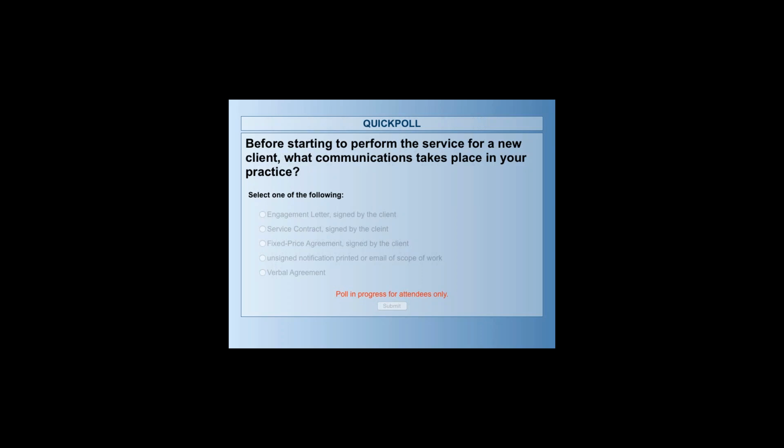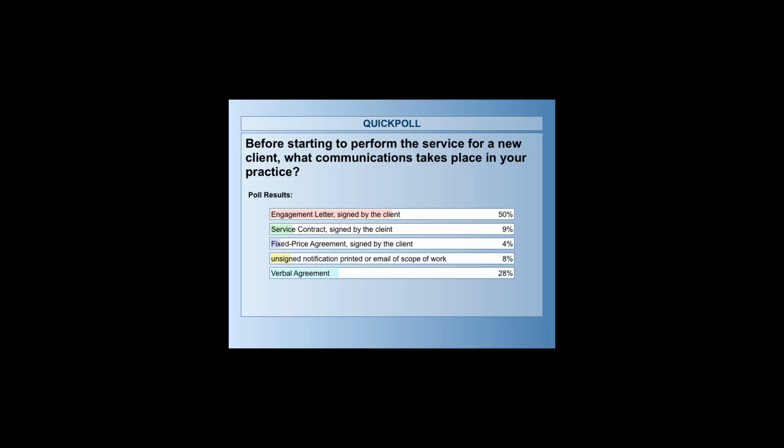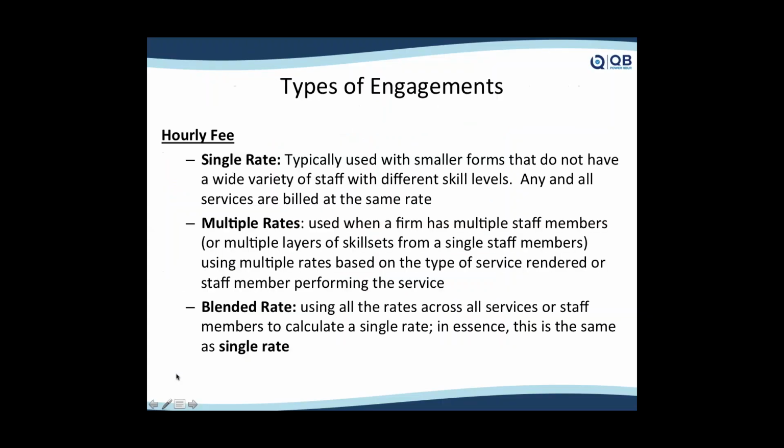Right now about half of the people actually use engagement letters, about 28% use verbal agreements, and a couple of people are somewhere in the middle. Now we have about 75% of the votes. Let me close the poll and share the results. This is interesting. Only about 60 to 65% of you have something that's signed. Another 35% do either a verbal agreement or an unsigned notification, like an email or a statement of what you will do. That's interesting, right? You would think people would have a bigger percentage towards having something in writing.